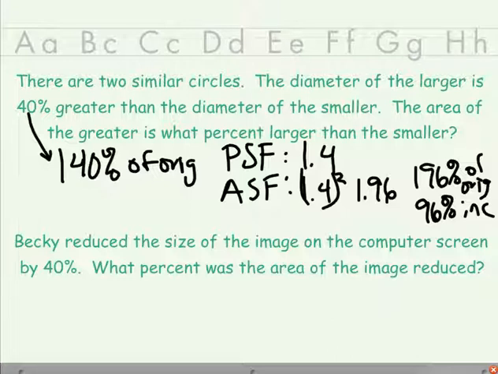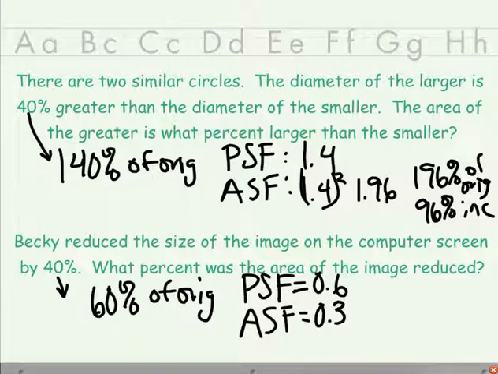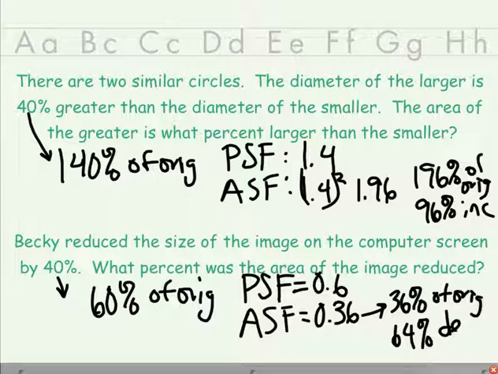And lastly, Becky reduced the size of the image on the computer screen by 40%. What percent of the area of the image was reduced? So if we have a 40% decrease, that means I have 60% of the original. So as a scale factor, my perimeter scale factor is just 0.6, meaning my area scale factor is 0.36 because I square it, meaning I have 36% of the original. So I've taken away a lot. I've actually taken away 64%. We have a 64% decrease in the area.